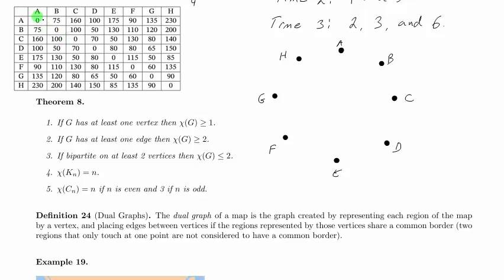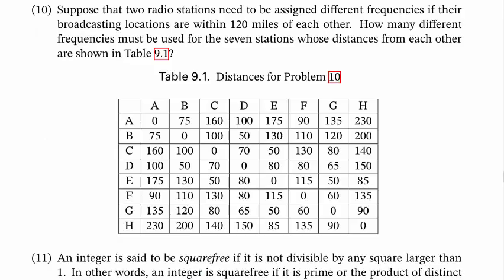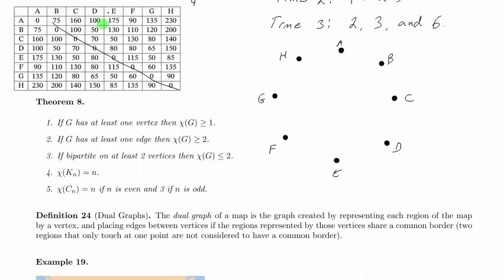I really only need to look at the upper diagonal here, and we're going to draw an edge between those if we have a value that's less than the value listed in the problem, which was 120. So they'll need different frequencies if they're within 120 miles of each other. The conflict here is being within 120 miles of each other. So we'll draw an edge if that condition is satisfied.